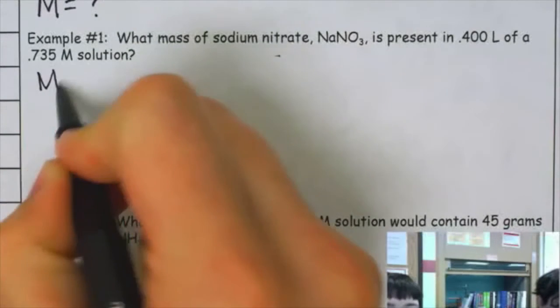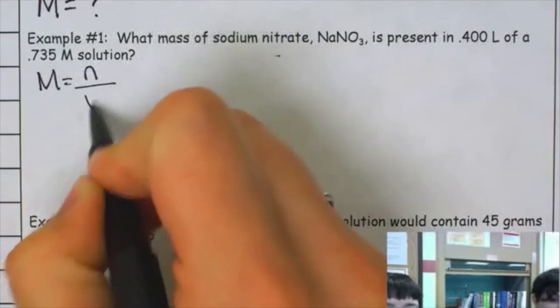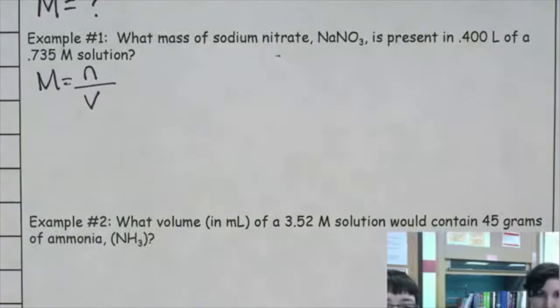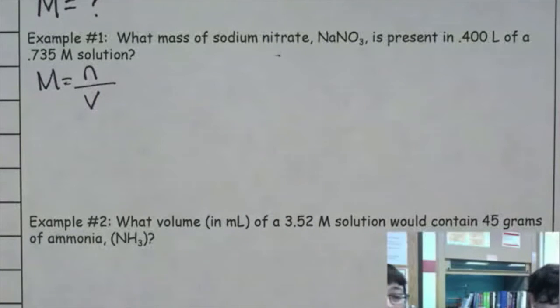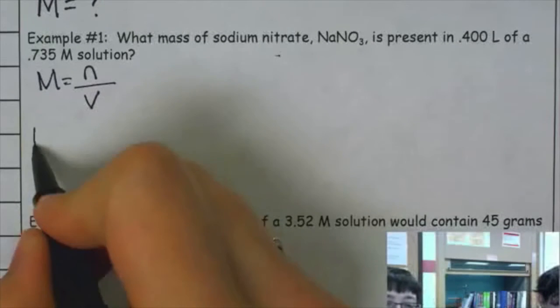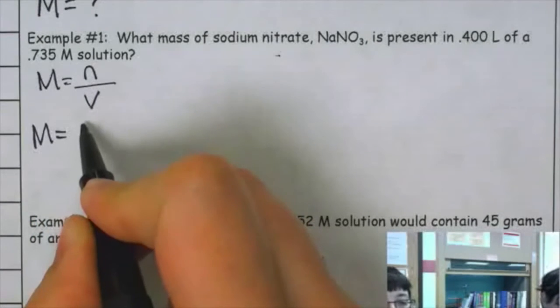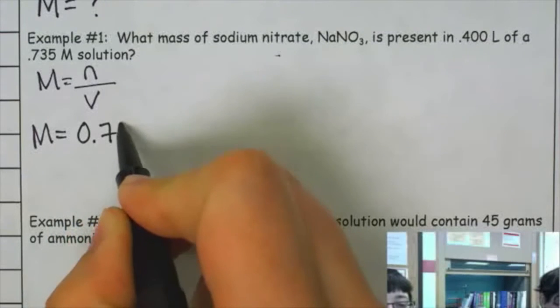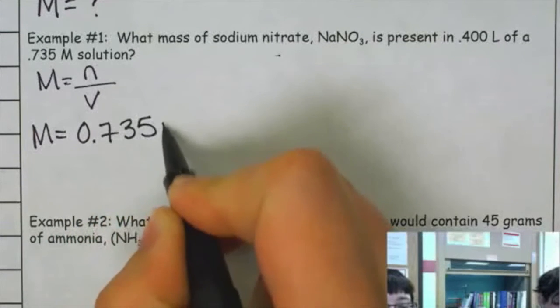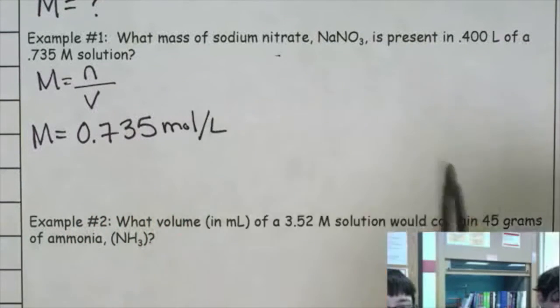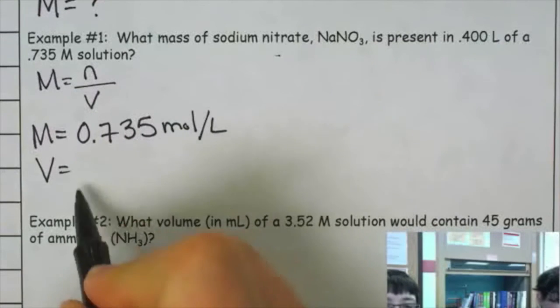All right, we're going to use the same formula as before. And what did they give us in the problem? They gave us a molarity of 0.735, moles per liter, right? And a volume of 0.4 liters. Oh, good, they already gave it to us in liters.